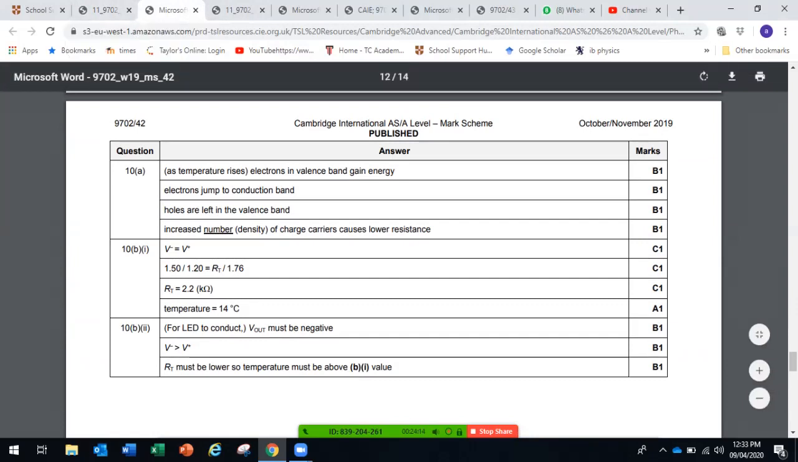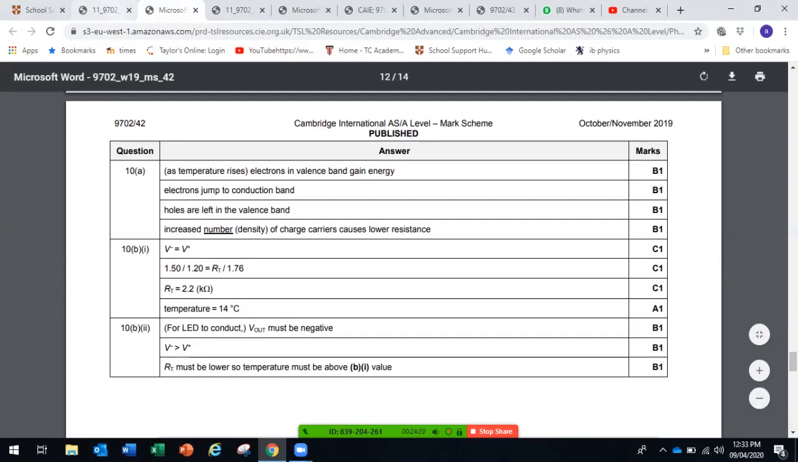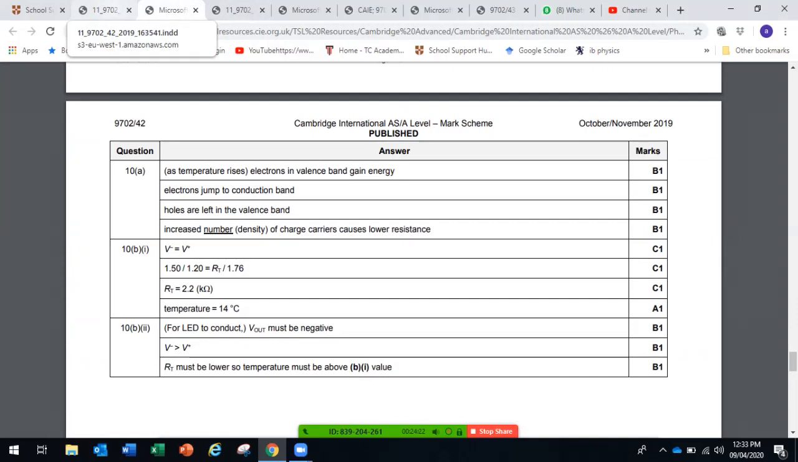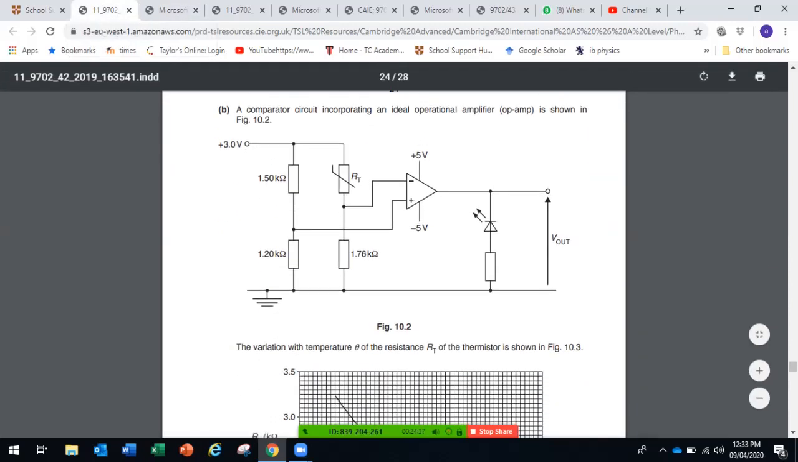So V negative must be the same as V positive. Yes, sir, I have a question. Why is R1... oh, you want it to have the same voltage? That's the cutting line between negative and positive. Why did you actually use the ratio of resistors, sir? Because the ratio of resistance is the same as the ratio of the voltage.